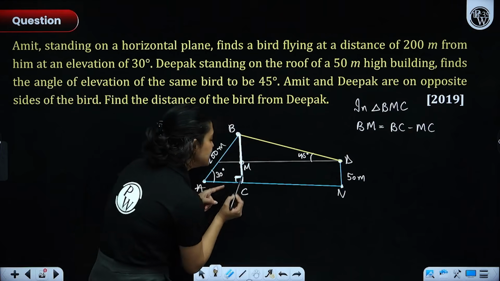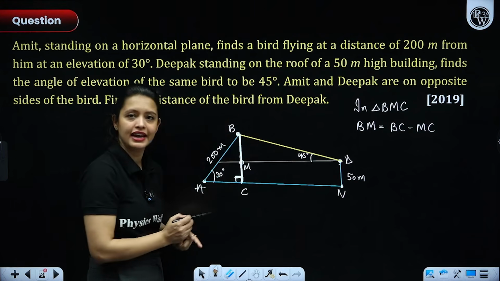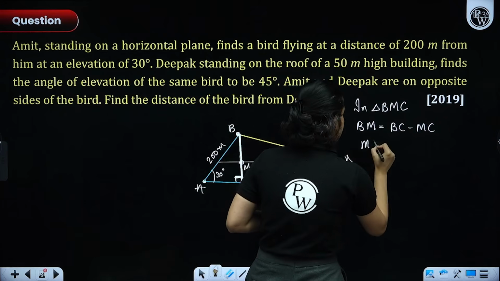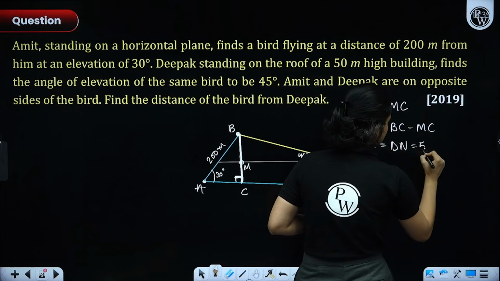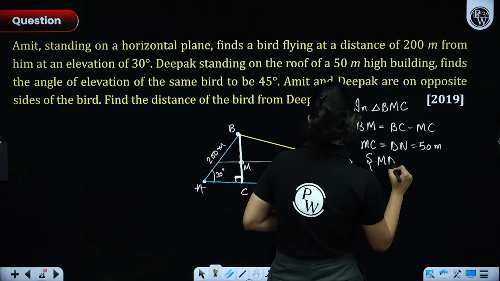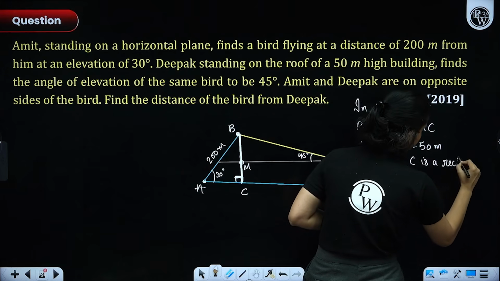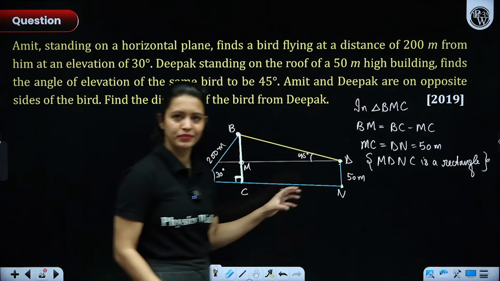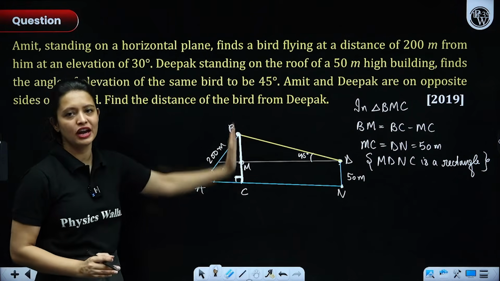And MC is very easy. Why? Because this CM here is equals to ND here, because MDNC is a rectangle. So since it's a rectangle, I'll write it here. CM is equals to DN is equals to 50 meters. MDNC is a rectangle, everyone. Understood. This is simple, easy. Cool. Now let's start with figuring out BC.